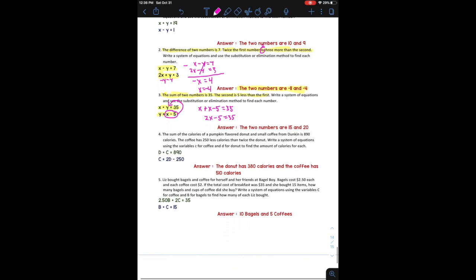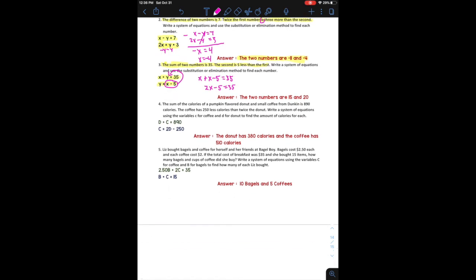In the last problem, number 5, it says Liz bought bagels and coffee for herself and her friends at Bagel Boy. The next sentence tells you what each of them costs and what the total cost of breakfast was. So the first equation I'm going to write has to deal with all the money. At the end of the problem, it asked us to use B for bagels and C for coffee. So it was $2.50 per bagel plus $2 per coffee, and she spent $35 total on breakfast.